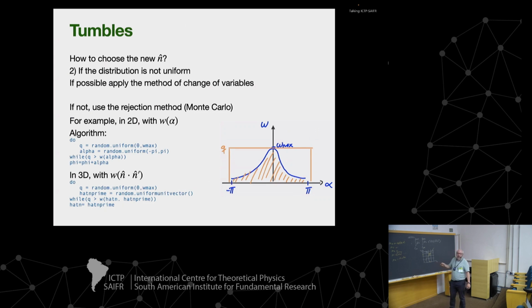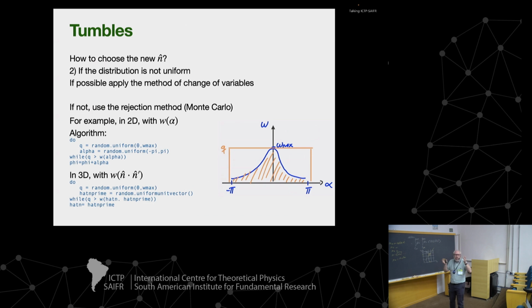By construction, this is going to give you more probable angles in this region compared to that, because to get an angle here, you have many cases that are rejected. All those cases are rejected, and only these cases are accepted. But here, almost all cases are accepted. So this is the rejection method to sample non-uniform distributions.